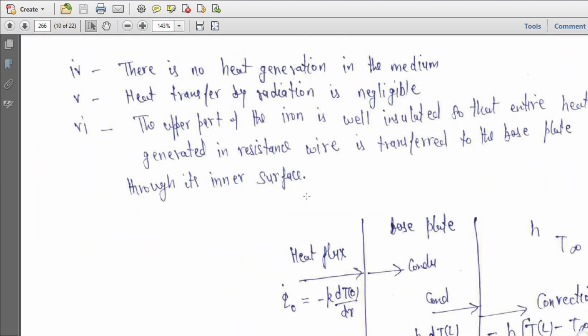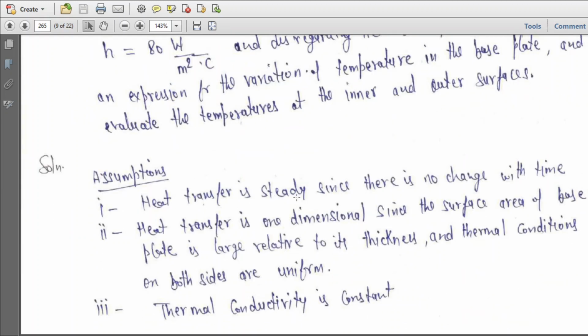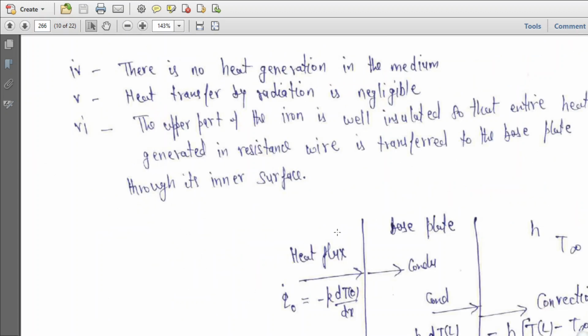So we are making these assumptions. First, the heat transfer is steady since there is no change with time. Heat transfer is one-dimensional since the surface area of the base plate is large relative to its thickness, and thermal conditions on both sides are uniform. Thermal conductivity is constant. There is no heat generation in the medium. Heat transfer by radiation is negligible. The upper part of the iron is well insulated so that the entire heat generated in the resistance wire is transferred to the base plate through its inner surface.